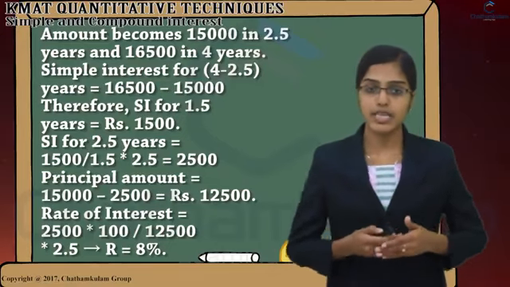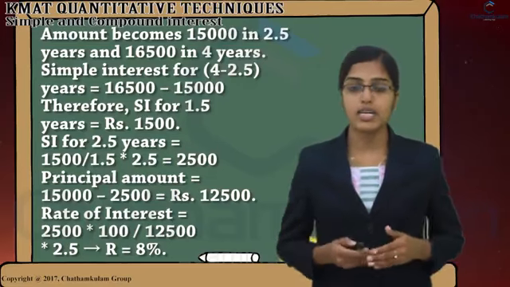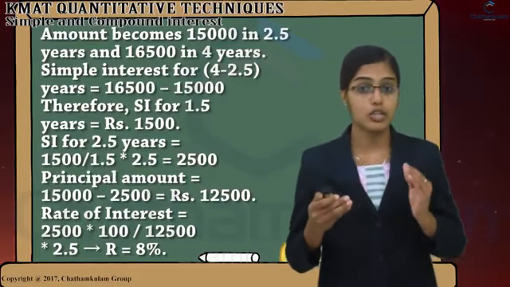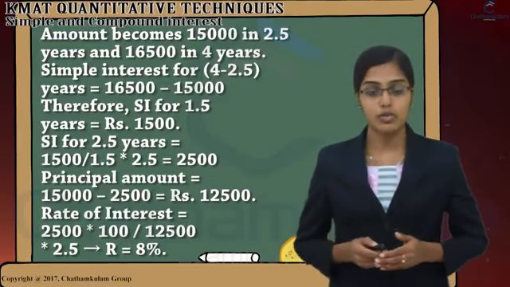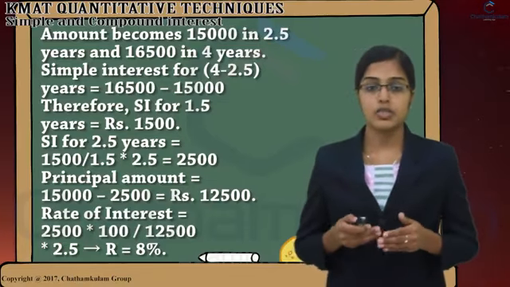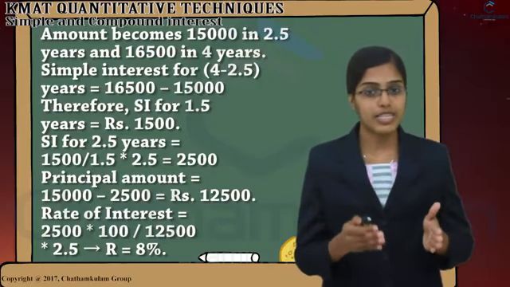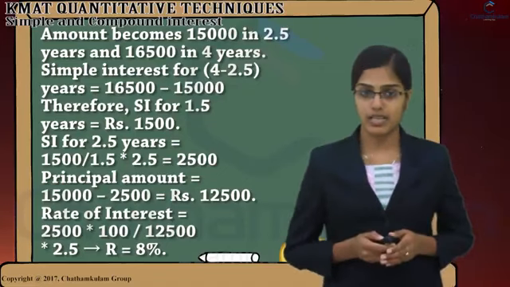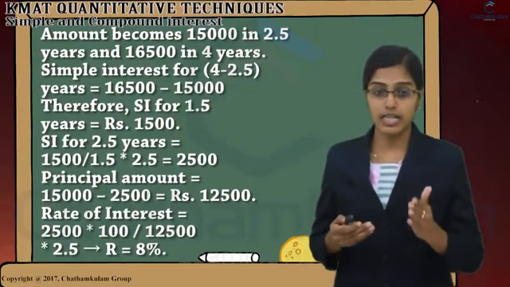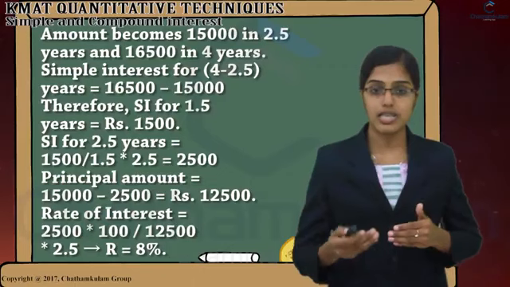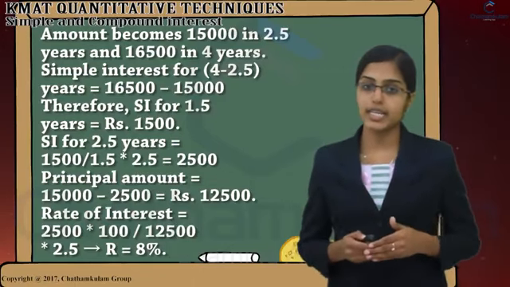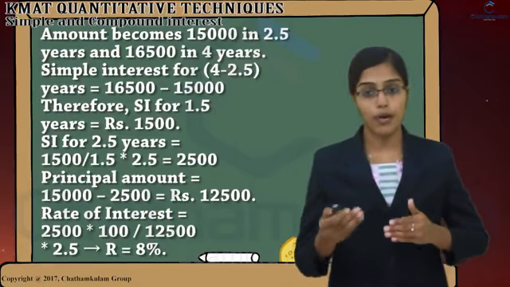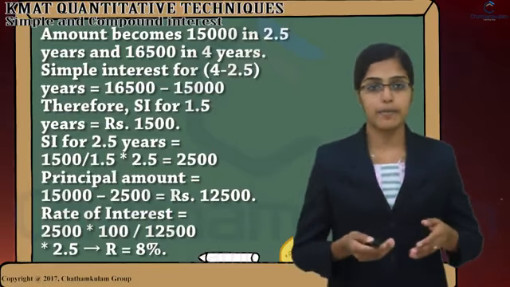So simple interest for 2.5 years is equal to 1,500 divided by 1.5 into 2.5, that is equal to 2,500. So principal amount is equal to 50,000 minus 2,500, that is rupees 12,500. Then we have to find the rate of interest. So rate of interest is equal to 2,500 into 100 divided by 12,500 into 2.5. So R is equal to 8%.